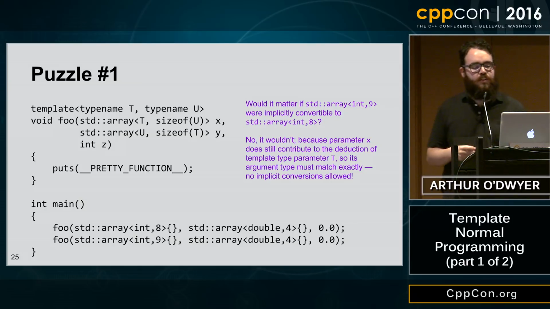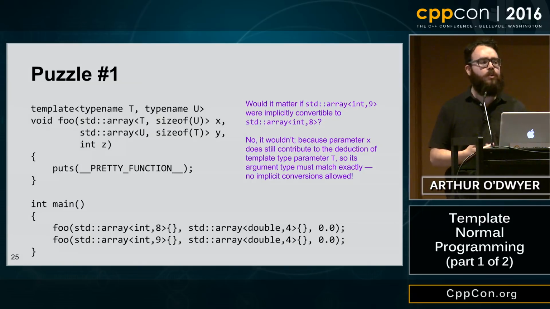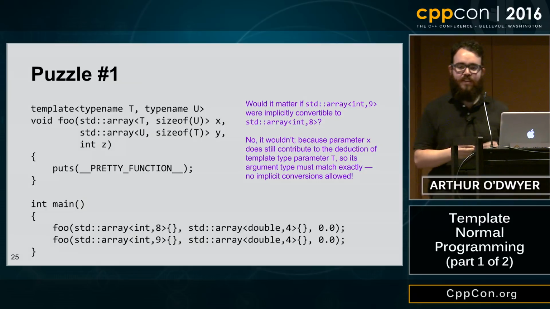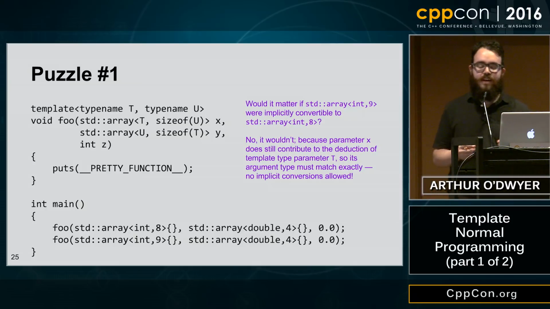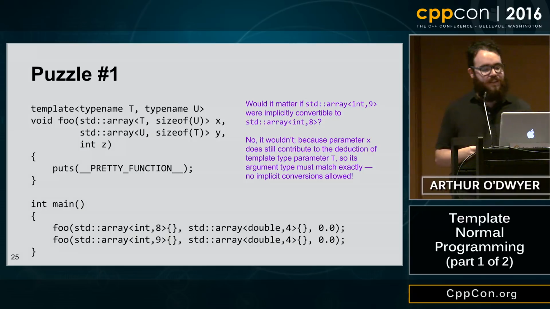But z doesn't depend on any of the template parameters, T and U. It does not contribute to deduction in any way, because there's nothing we could possibly put in for z that would tell us anything about T or U. It's always supposed to be an int. So z does not participate in type deduction. x, on the other hand, does. What can x tell us about T and U? Well, it can tell us exactly what T is, because if I pass the std::array of int, T has to be int. There's no way it can be anything but int. So x contributes to the deduction of T.